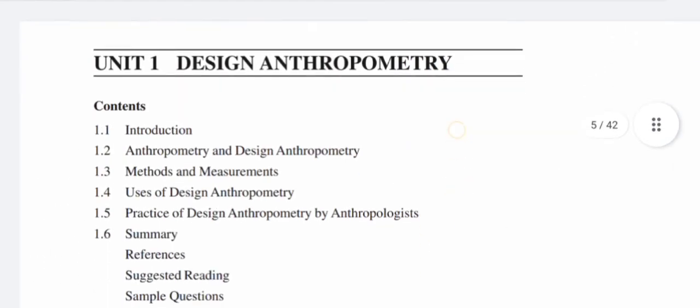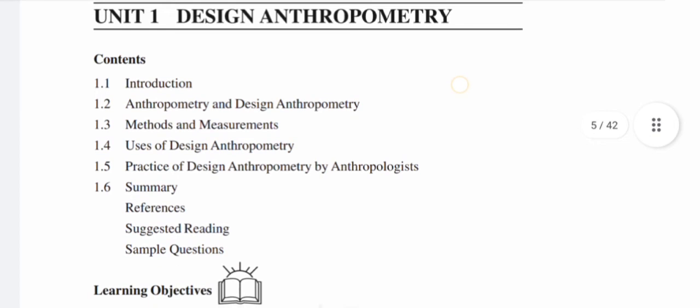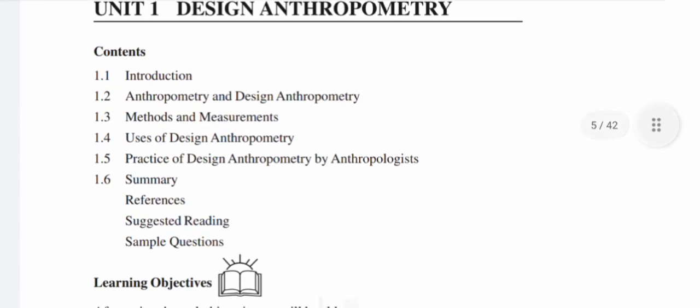Unit 1, Design Anthropometry. Contents: first we will discuss the introduction, then we will discuss anthropometry and design anthropometry, then we will discuss methods and measurements. After that, we will discuss uses of design anthropometry and the practice of design anthropometry by anthropologists. At the last, we will discuss the summary.